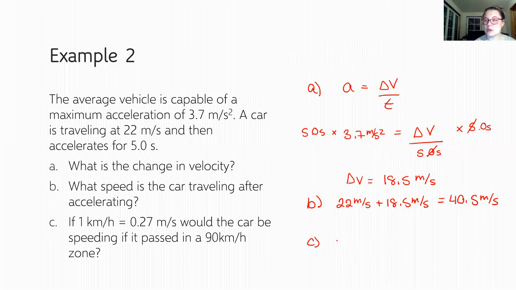So we know we're going 40.5 meters per second. 1 kilometer an hour is 0.27 meters per second. So it's 40 divided by 0.27, and that leaves us with 150 kilometers per hour, major speed.